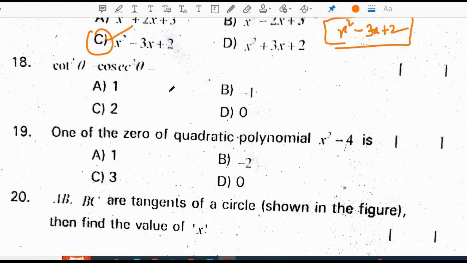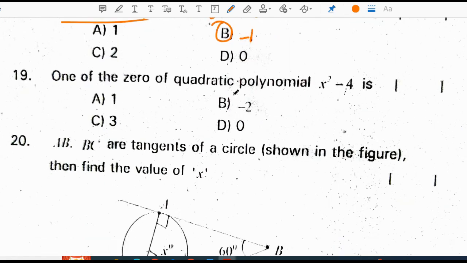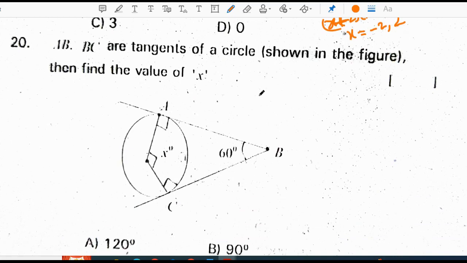Cot square theta minus cosecant square theta, the answer is minus 1. We know the identity cosecant square theta minus cot square theta is 1. But here in the question, cot square theta minus cosecant square theta will obviously be minus 1. One of the zeros of the quadratic polynomial x square minus 4 is? So the correct option here is B, minus 2.